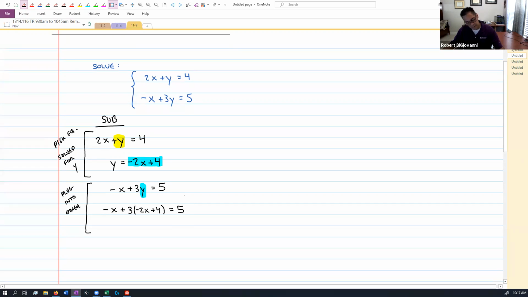Equals 5. So that's this equation with y replaced with this blue piece, and the 3 must hit all of it, so it's going to distribute. Now I solve for x. So I distribute that 3 through, I get negative 6x. I get plus 12 equals 5.